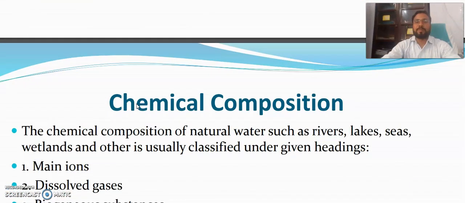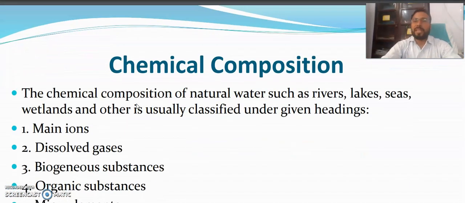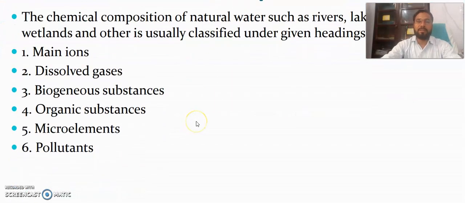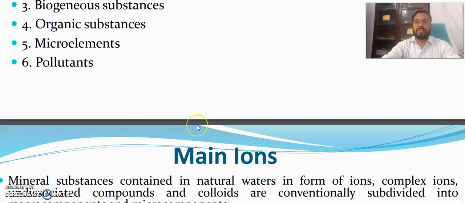This is the data. Now, chemical composition, which is our target. As chemists, we are much more interested in chemical composition. The chemical composition of natural water such as rivers, lakes, seas, wetlands and others is usually classified under the given headings: main ions, dissolved gases, biogenous substances, organic substances, microelements and pollutants.